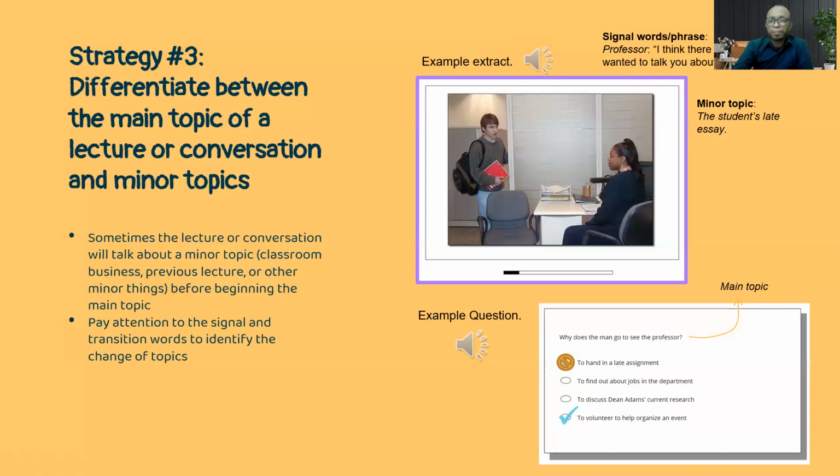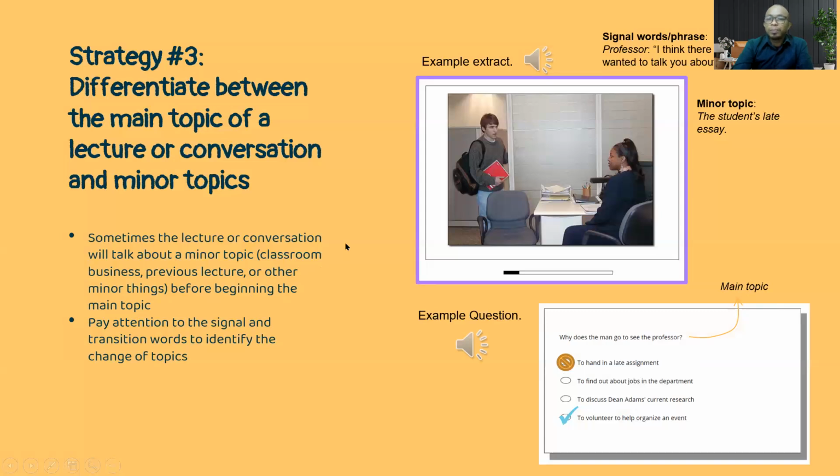Okay, so why does the man go to see the professor? Now, in the beginning of the conversation, if you only use that information to answer the question, I'm sure you will choose the first one, to hand in a late assignment. But that is not the main topic. That is just a classroom business or minor thing at the beginning.